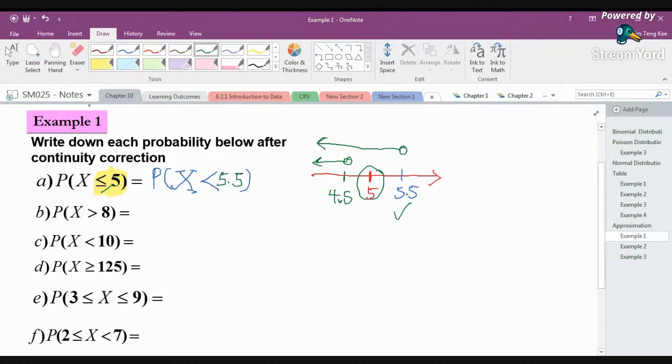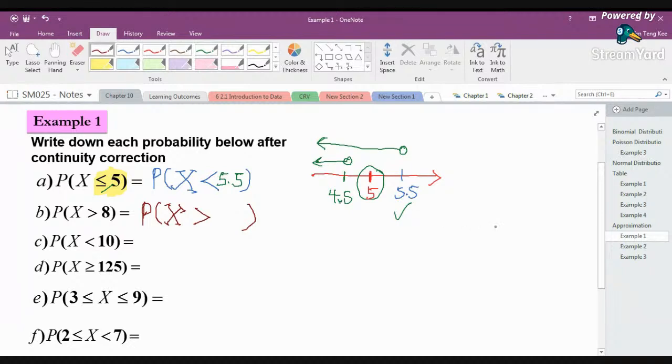Again, the number line is not a compulsory step, it's just a simple guideline for us to know which value we need to consider. Go on. Next, for x greater than 8, without hesitation, we just copy down the P of X, inequality sign, in the same direction, and without equal. For continuity correction, we always do without equal.